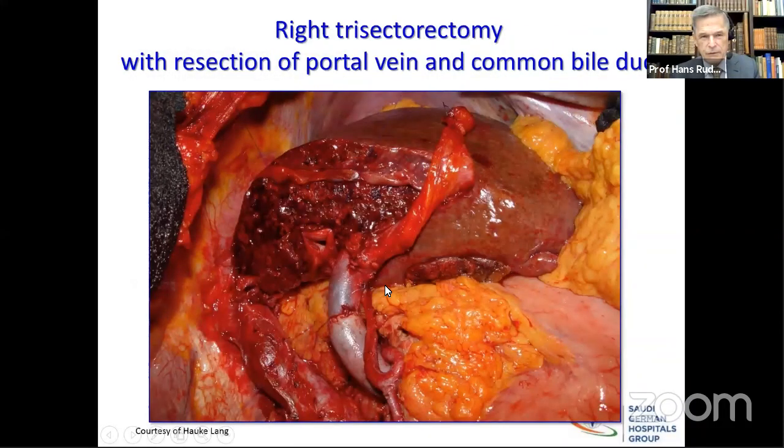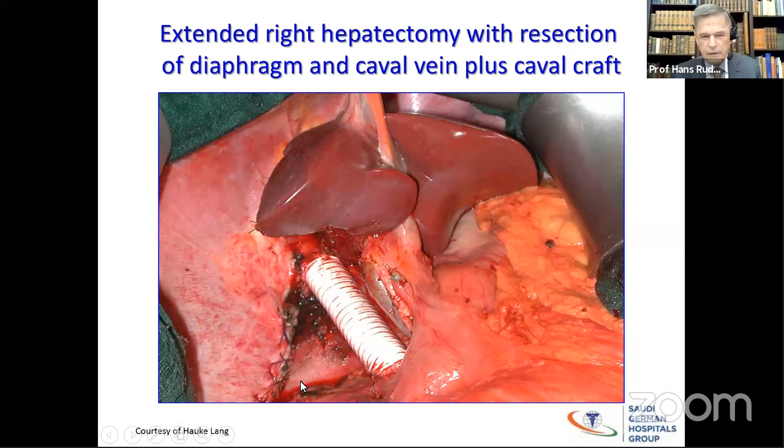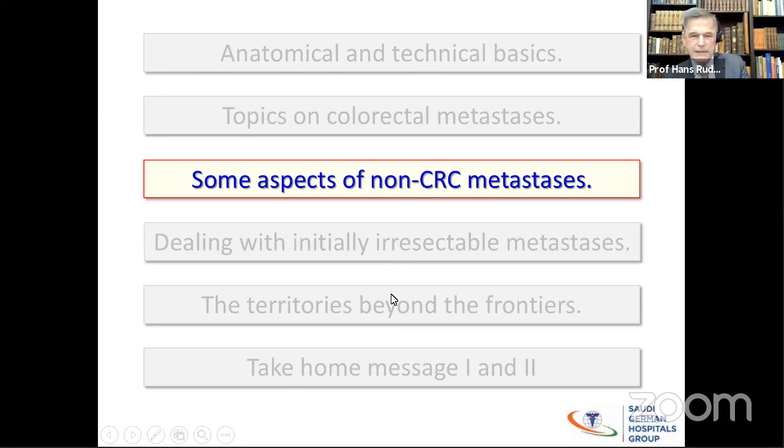Another case with the right sectorectomy, only segments 2 and 3 are left, and the fatty liver in addition, plus a resection of the portal vein, and the bile duct artery is here. And here you need again an anastomosis. The third example with diaphragm resection and resection of the caval vein with an interposition. This was an extended right resection as well, but a part of segment 4 is still in place.